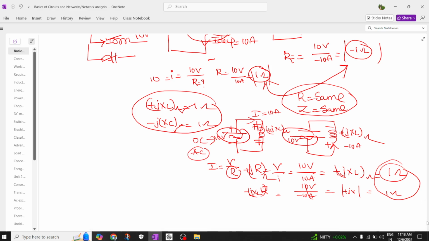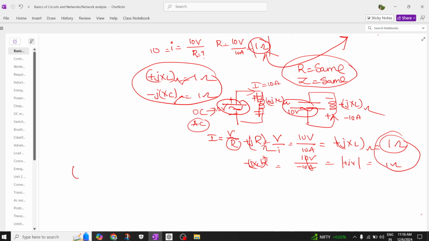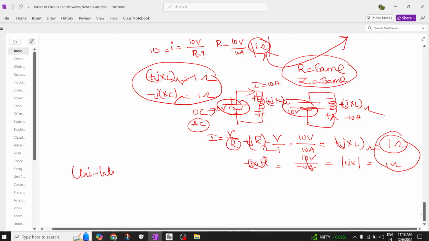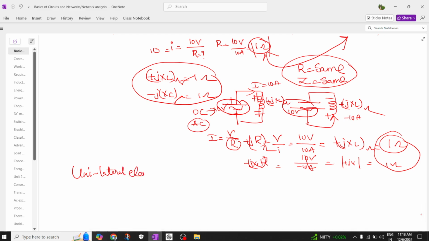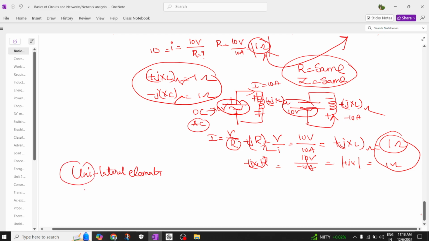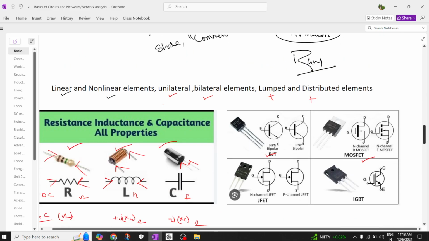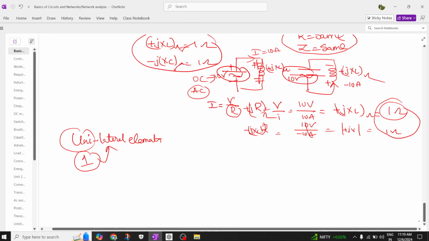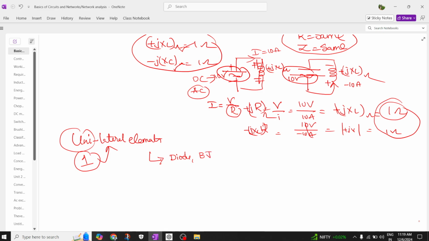Now let's try to understand the next one, unilateral elements. The name itself, uni, means they allow the current only in one direction. So what are those elements? All electronic devices. This transistor family, diode, GNR diode, Shockley diode, and all these electronic devices, like diode, BJT, bipolar junction transistor, UJT, all this transistor family of components, Shockley diode and GNR diode, all these are unidirectional.